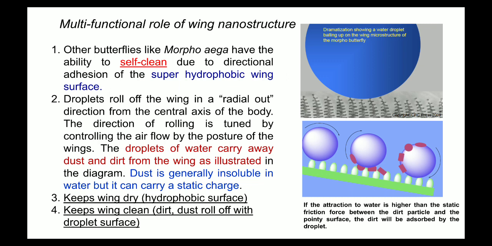Dust is generally insoluble in water, but it can carry a static charge. It keeps wings dry. This is an advantage because it is a hydrophobic surface and keeps the wing clean. So dust rolls off with the droplet surface.